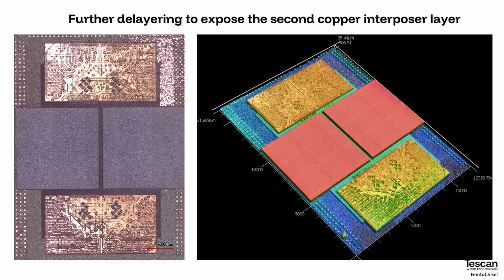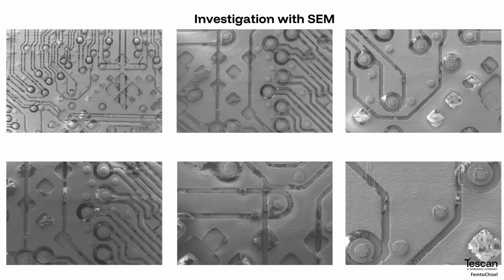Additional controlled laser removal exposes a second copper interposer level. The important point here is that we are not simply producing a single endpoint. We are creating a sequence of experimentally verified access states through the package. Again, the newly exposed metallization is examined by SEM to document the structure and confirm the progression through the package.